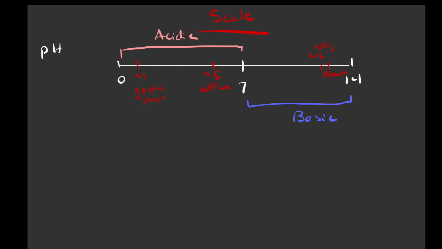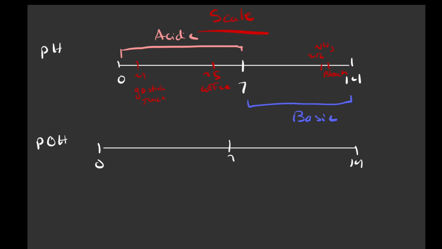The other scale we use from time to time is a pOH scale. Similarly to our pH scale, we're going to start from 0 and go all the way until 14, and again, 7's the middle. Unlike pH though, we're actually going to say that 0 to 7 is basic, and that 7 through 14 is acidic.